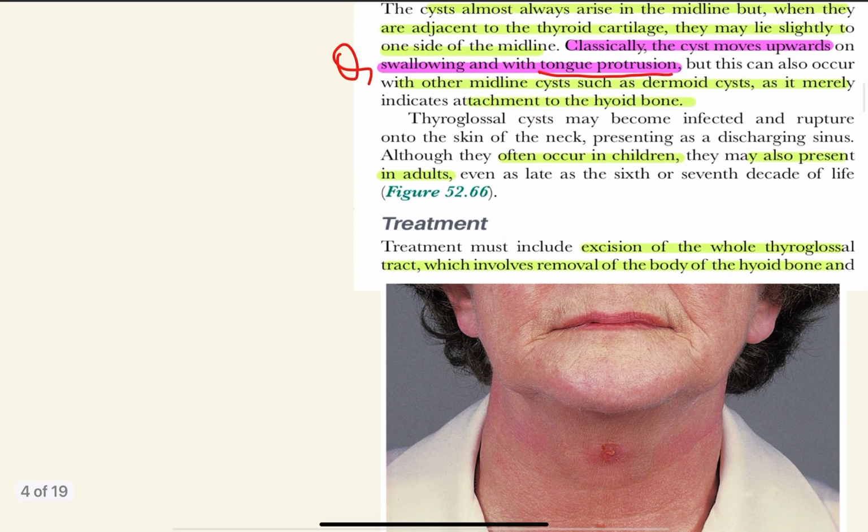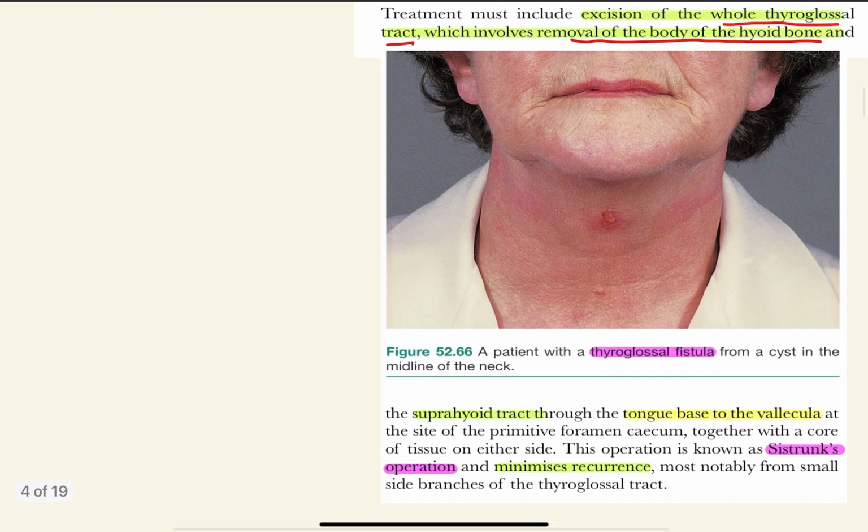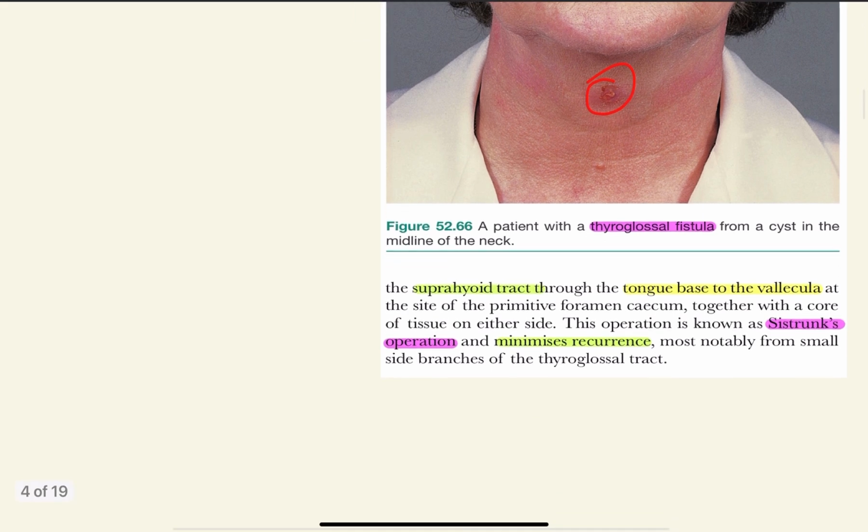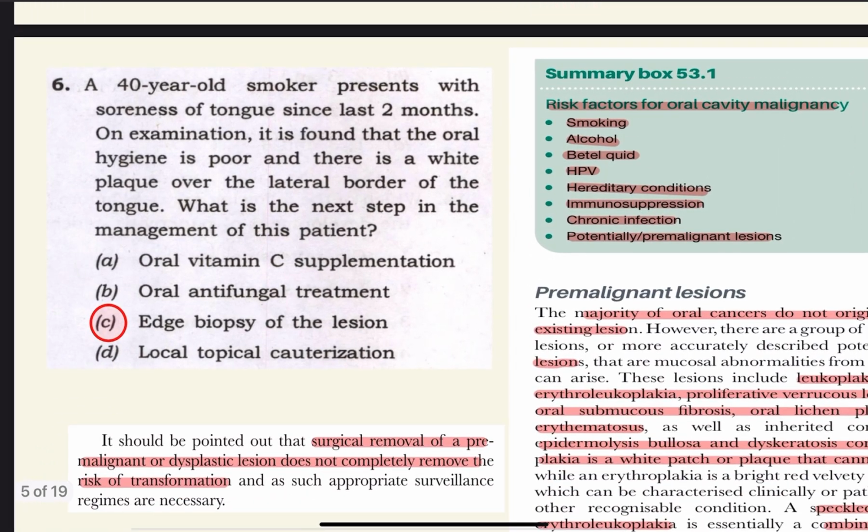The treatment is that the whole thyroglossal tract is removed along with removal of the body of the hyoid bone. So this is a thyroglossal fistula. The name of the surgery is Sistrunk operation, asked a thousand times. Next is question number 6.